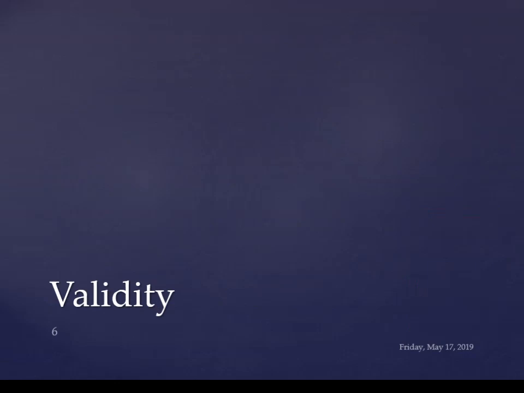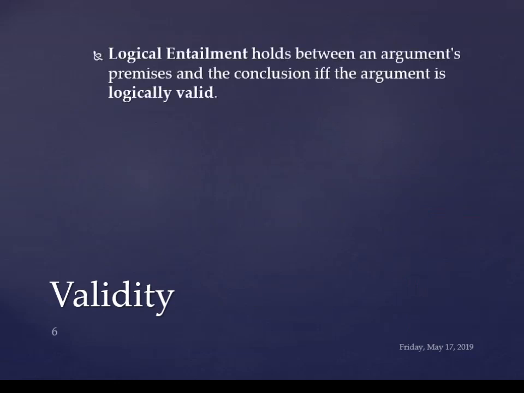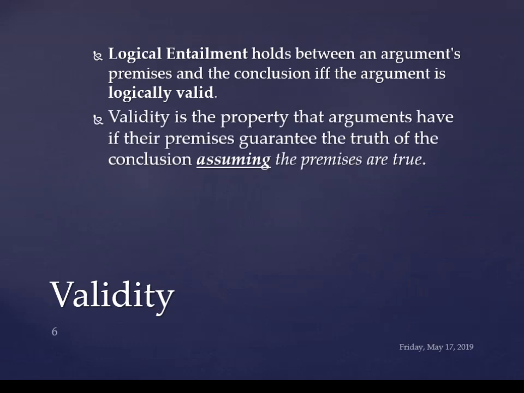It's a formal property, and basically what's true of a valid argument is that an entailment relation holds between the argument's premises and the conclusion. So validity is the property that arguments have if their premises guarantee the truth of the conclusion, assuming the premises are true. So the conclusion has to be true if the premises are true. That is the concept of validity.